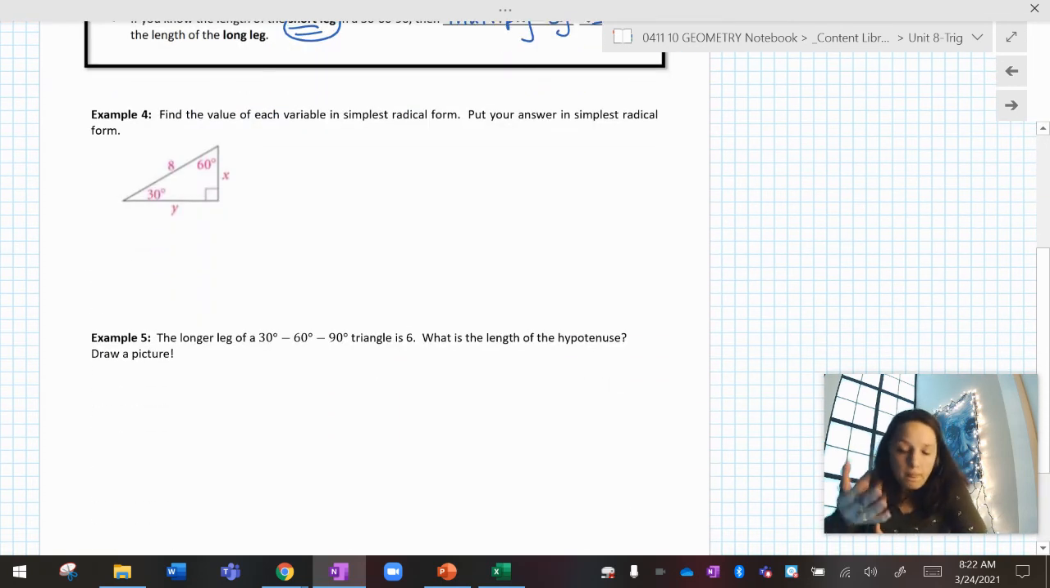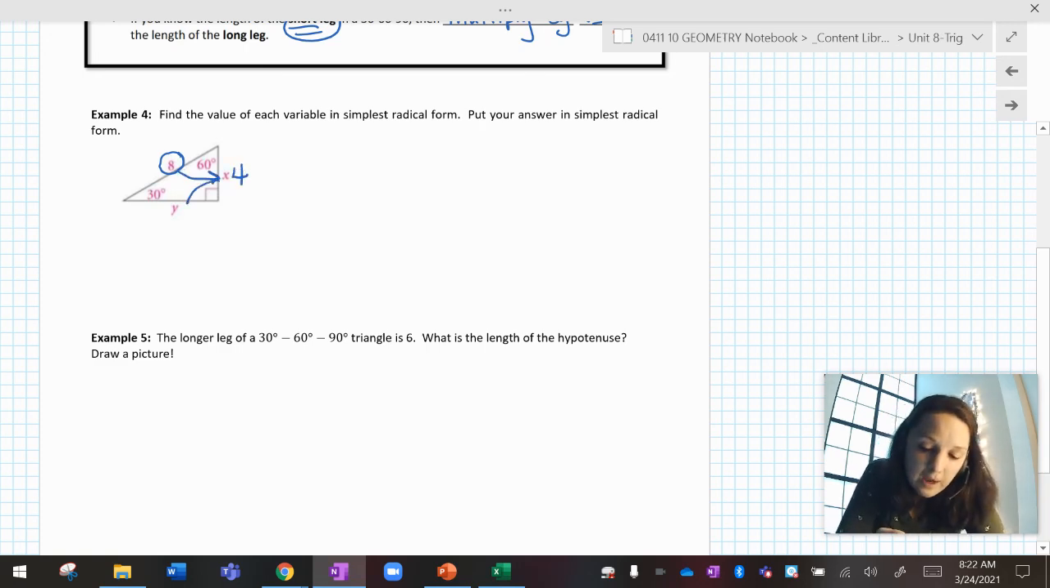All right, so let's go to here. Find the value of each variable. I have the hypotenuse. The hypotenuse is always twice as big as the short leg. So I'm going to divide by 2 and get 4. And then once I have the short leg, I multiply by root 3.